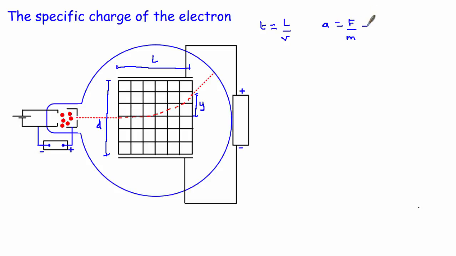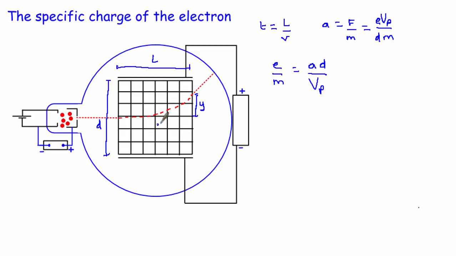And that's equal to the force from the electric field. Well, the force from the electric field is equal to the charge multiplied by the potential difference between our plates, because that's the thing that's providing the electric field, divided by the distance, d, between the plates. And then we've got this extra m over here. So the acceleration's got an e and an m in it already. So we can rearrange this thing, and we end up with the specific charge of our electron is equal to the acceleration multiplied by the distance between these two plates, divided by the potential difference between these two plates over here.